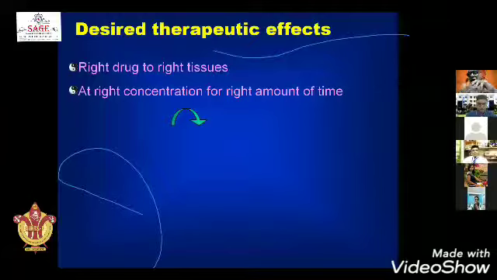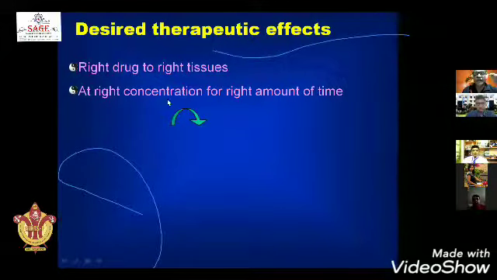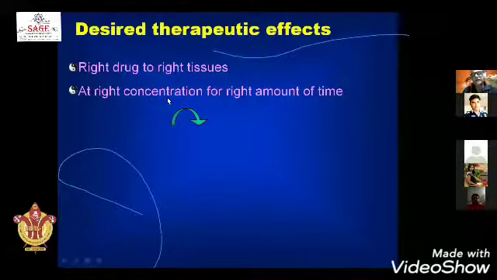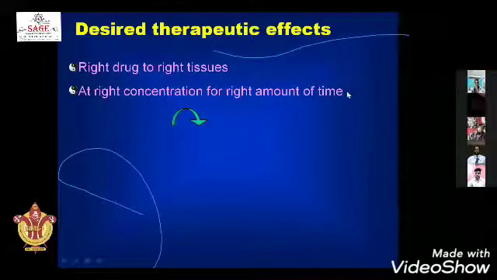So, for developing any dosage form, why do we develop any dosage form? Just for getting the desired effect of any drug. For getting any desired effect, we require the right drug to be delivered to the right tissues at the right concentration, meaning the minimum effective concentration for getting the response of the drug. Right tissue means where the action is desired. It is to be delivered for the right amount of time. Right time.